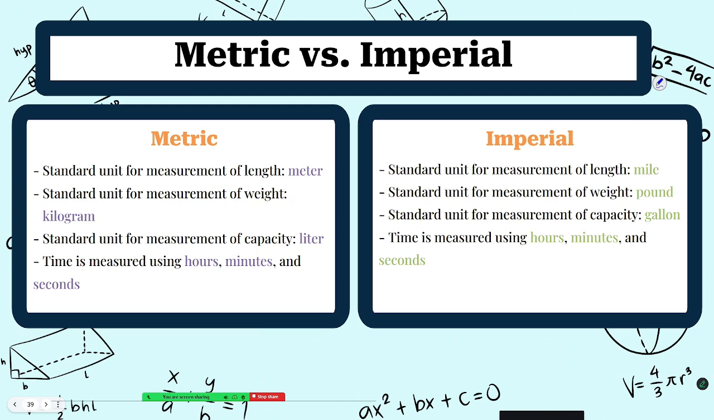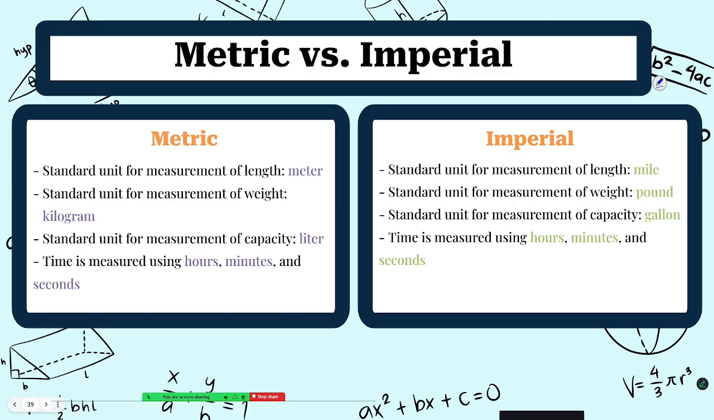When we are looking at metric versus imperial, when we talk about the standard unit for measurement of length, in the metric system, we're talking meter. And in the imperial system, we're talking mile. Now, it's really easy to know the metric system because, like we said, our prefixes, it's meter, and then you either go smaller to centimeter, decimeter, millimeter, where if you need to go larger, it's kilometer. You're just adding those prefixes in front.